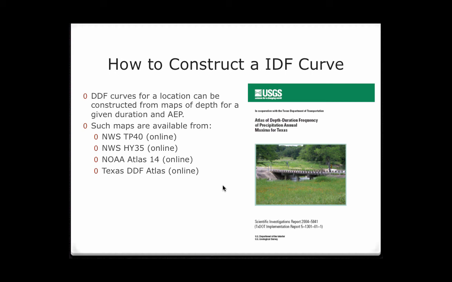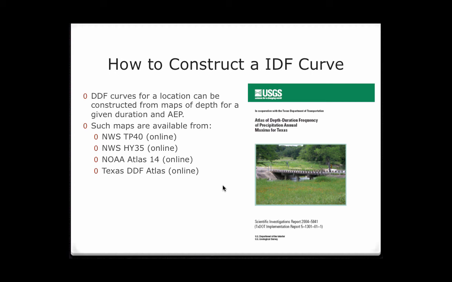Second one is HY35, also by the National Weather Service, and it works for the eastern United States. Just take a line in the United States, go to the left edge of Texas, go north, throw out all that west coast stuff, and everything to the east is in HY35. And it's also for shorter durations than TP40.